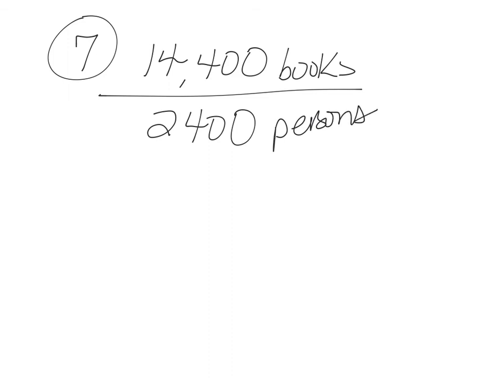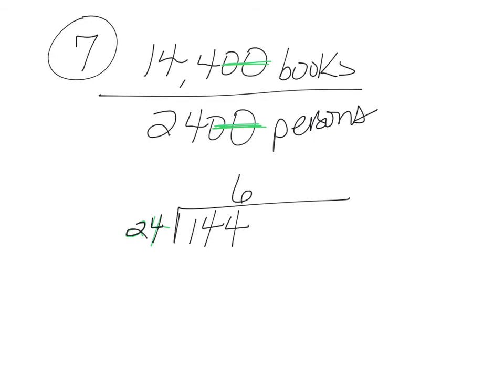So now I'm going to take the same trick where I can knock out the same number of zeros here and the same number of zeros here. And now that's made a nicer looking number to divide. So 24 goes into 144. It goes in 6 times evenly. And I can check that it goes in 6 times evenly over here. All right, so now I know my answer is right.